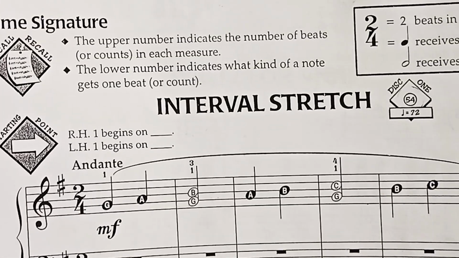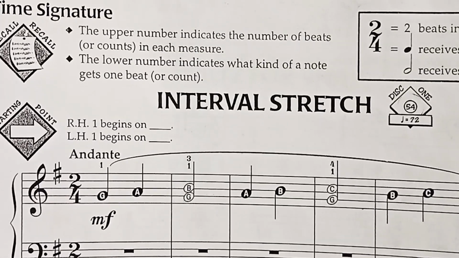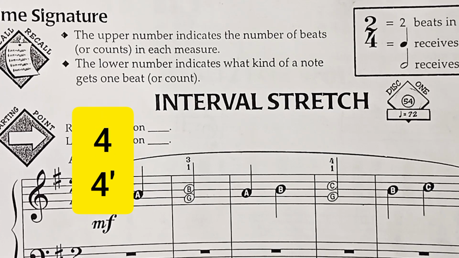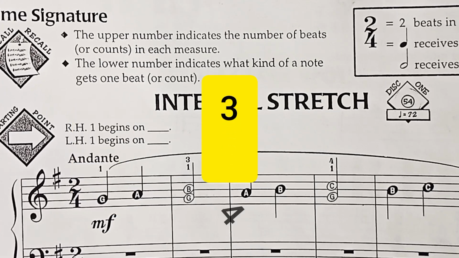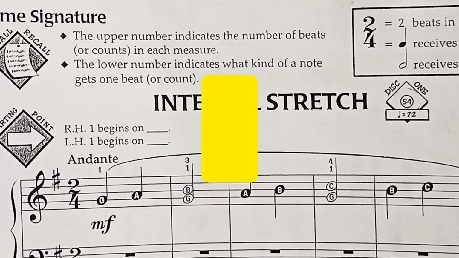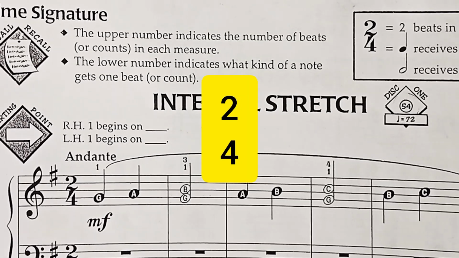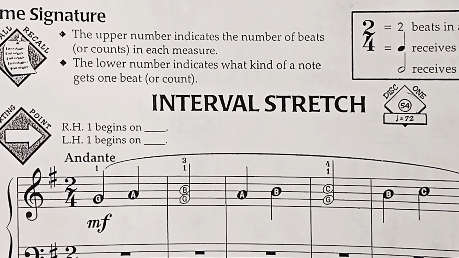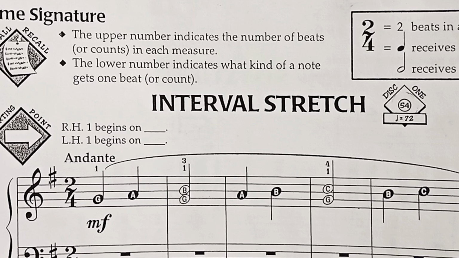This is one example of a time signature, one number above the other. So we have different types of time signature. Sometimes we will have 4/4, sometimes we'll have 3/4. Here we have 2/4. Looking at time signature, the upper number indicates the number of beats or counts in each measure.